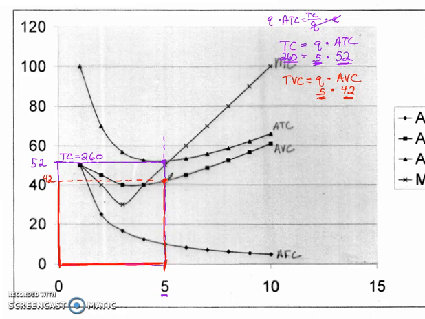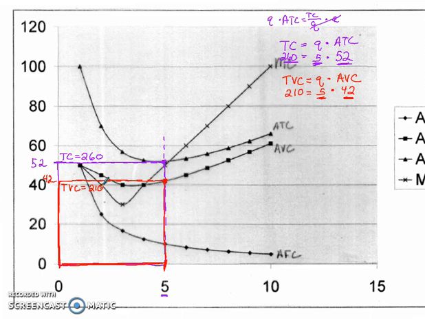And that would be the area represented by this box. So the total variable cost would equal 42 times 5, which is 210. So that would be this. My total variable cost is equal to 210. That would be that box.